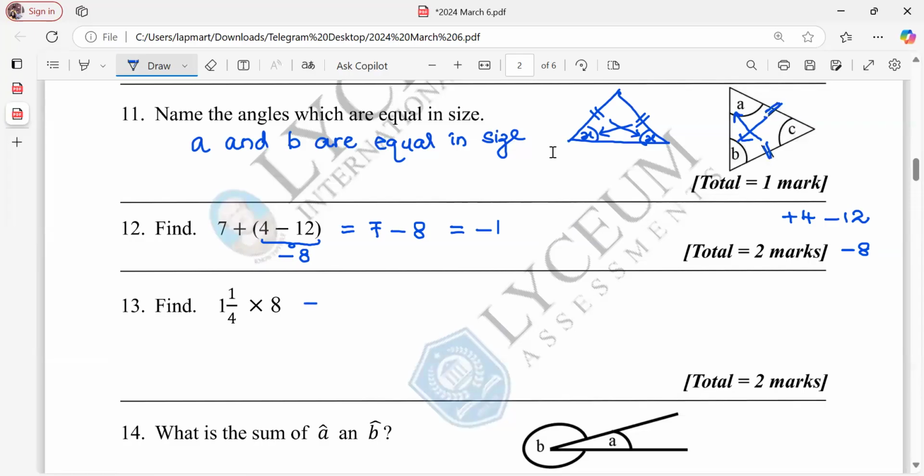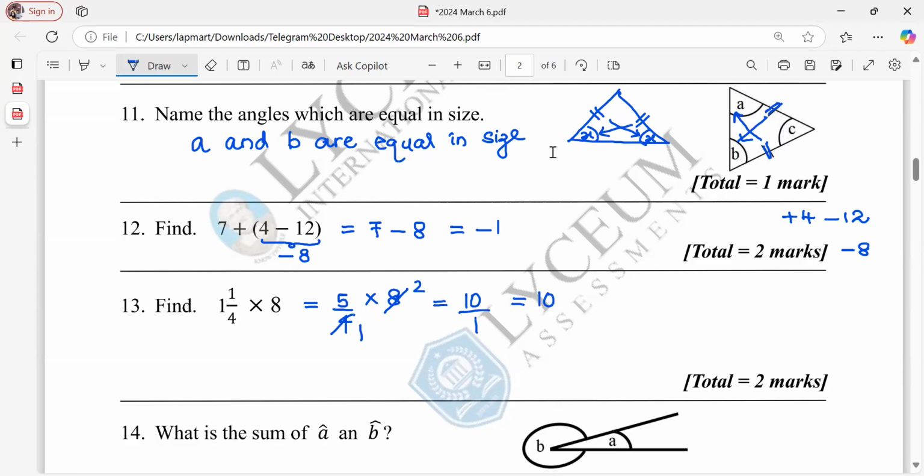Then the next one, we have a mixed number and a multiplication. First of all, we want to convert this into an improper fraction. 4 times 1, 4. 4 plus 1, 5. 5 over 4, multiply by 8. Then we see whether we can simplify it. 4 and 8 simplify, 4 times 1 and 4 times 2. 5 times 2, 10. 10 over 1, the answer is 10.